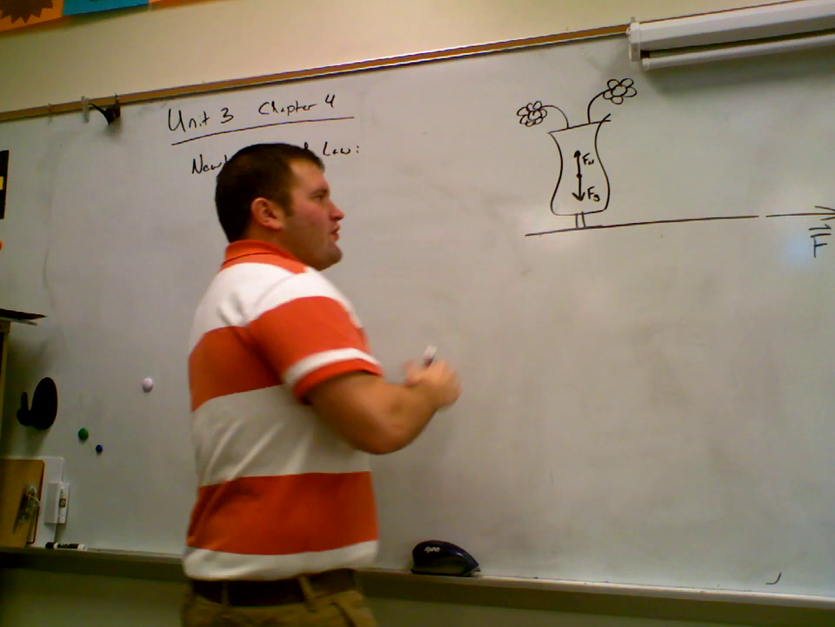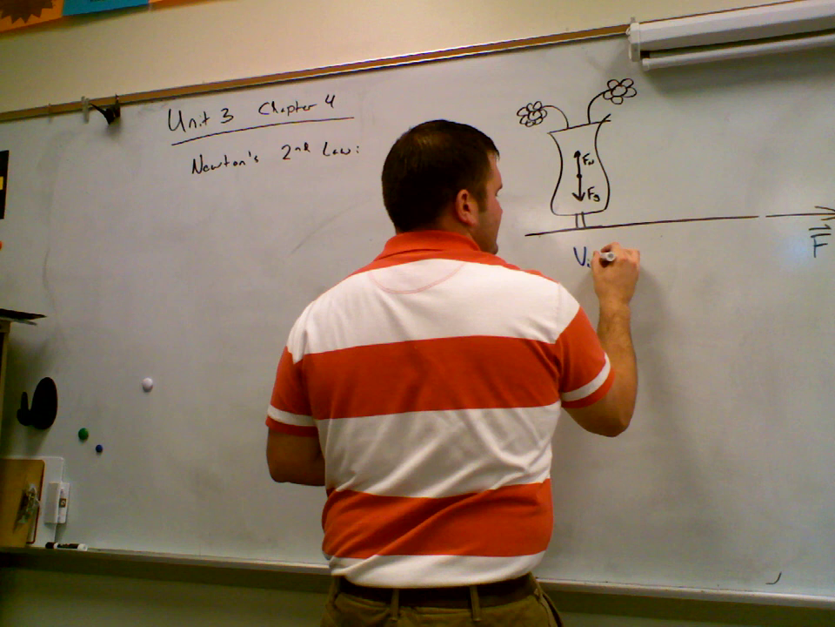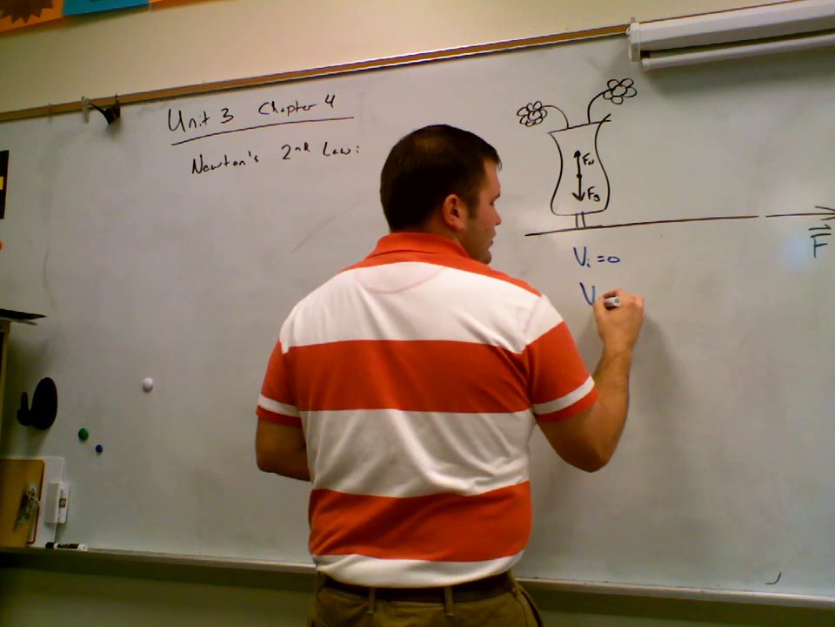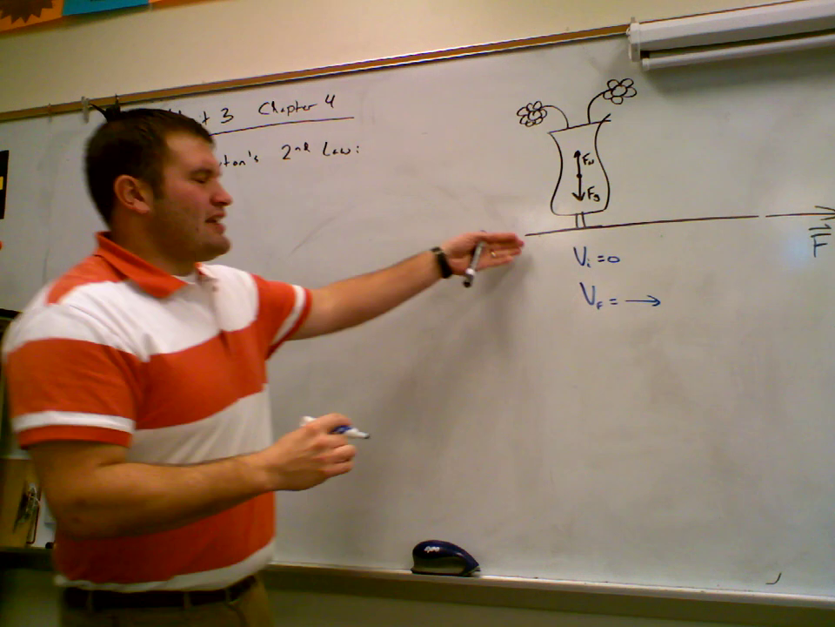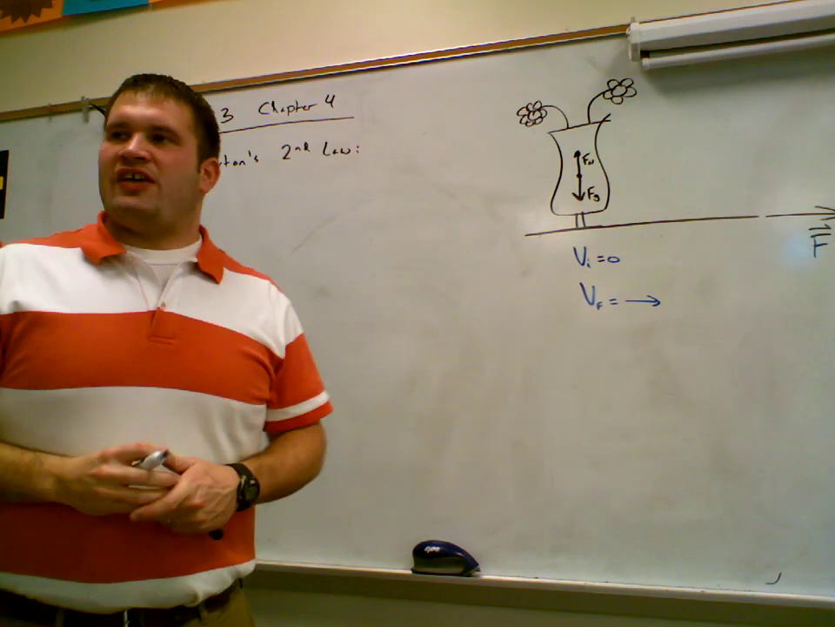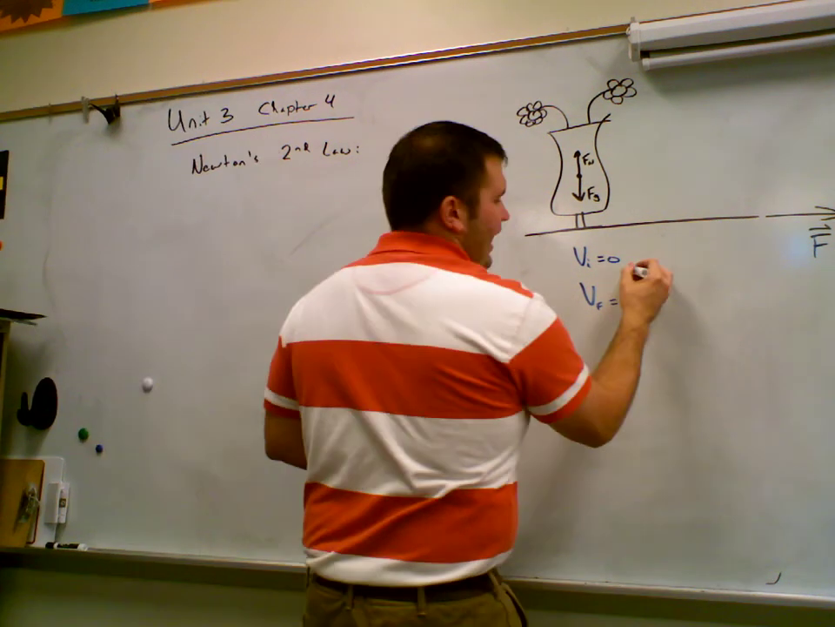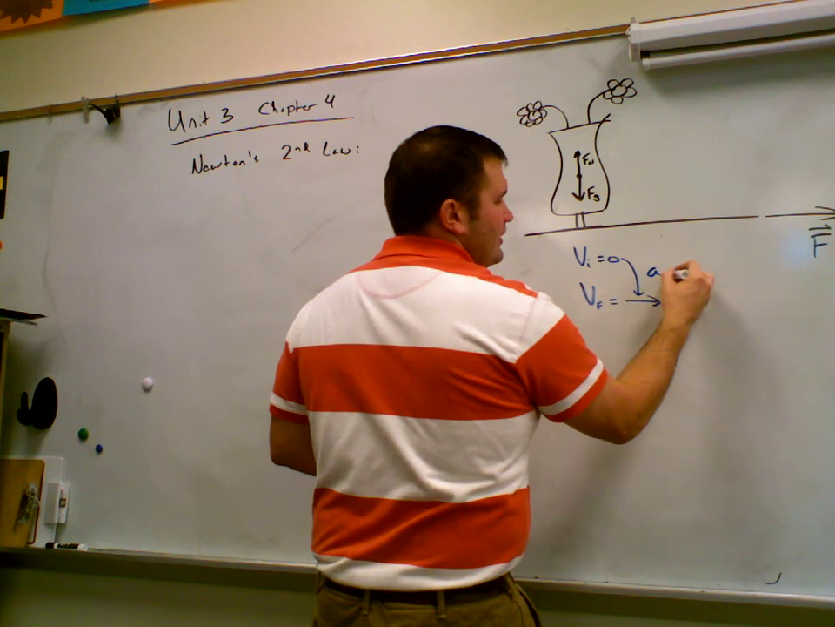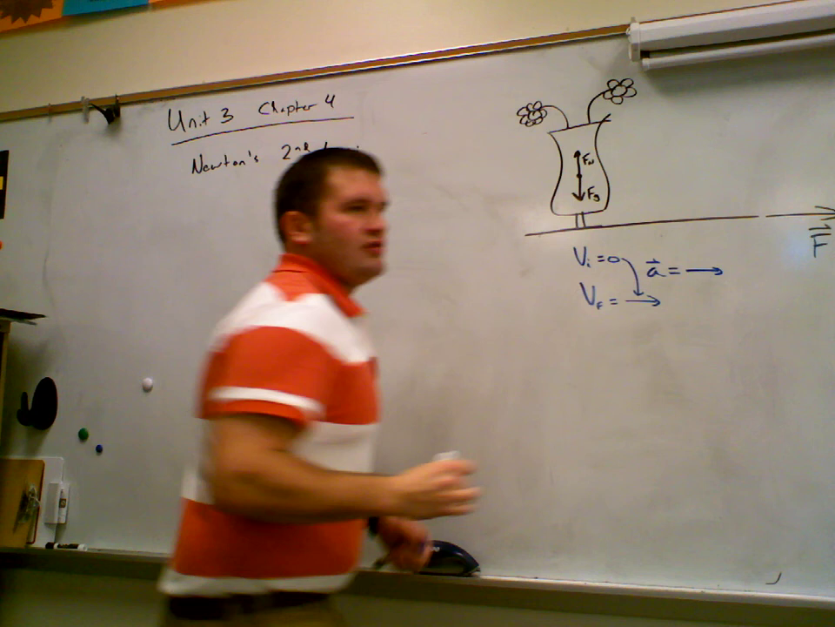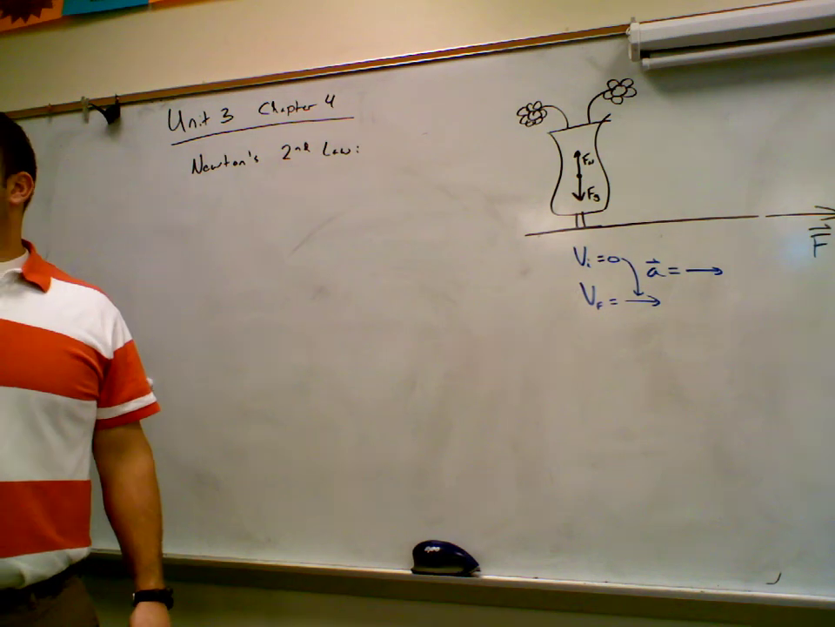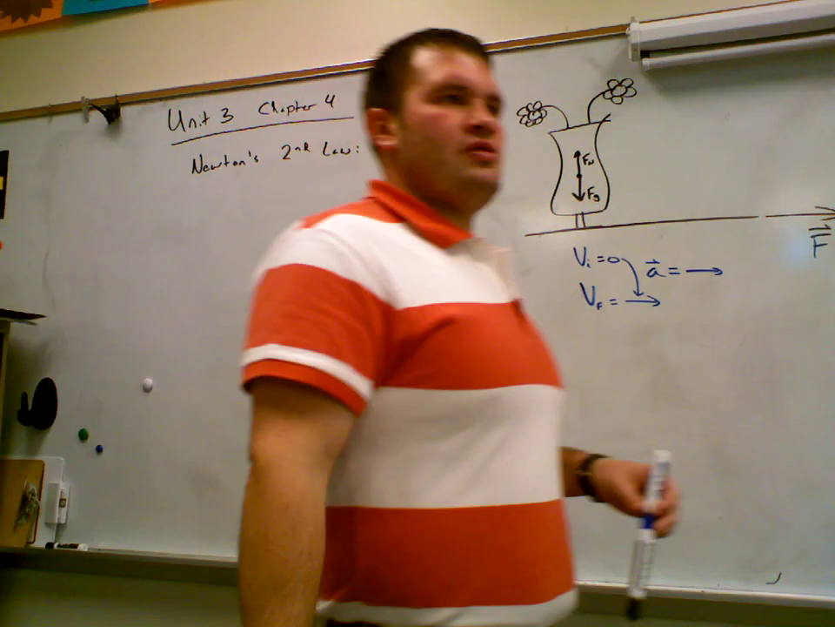To the right. The vase starts out with an initial velocity of 0, right? And then it ends with a velocity in that direction, doesn't it? So just based on that alone, which way do you think the vase is accelerating, to the right or to the left? To the right. In order to go from 0 to here, we need an acceleration to the right. Does that make sense? So if the acceleration is to the right, which way is the force applied?